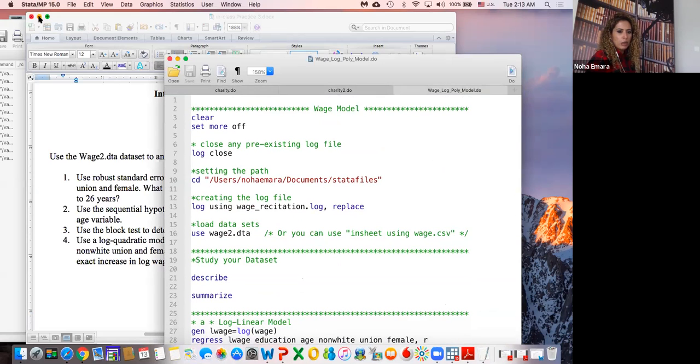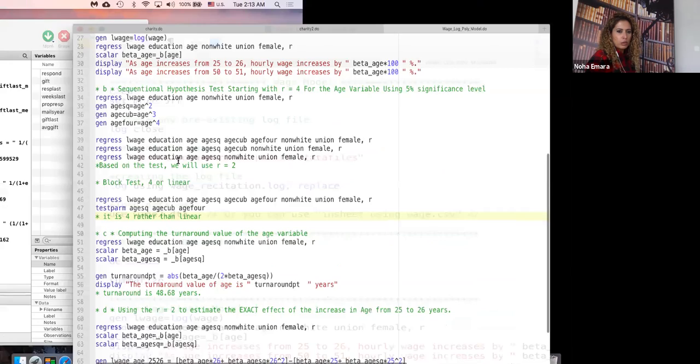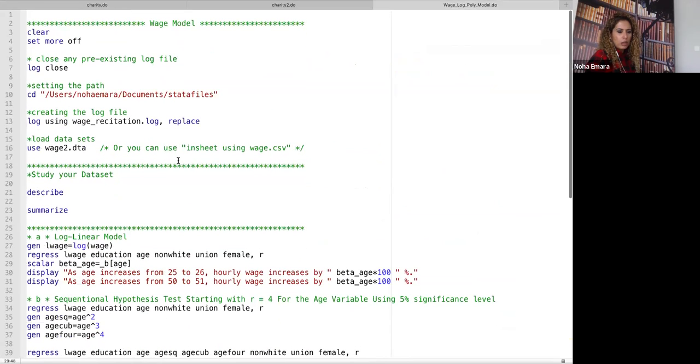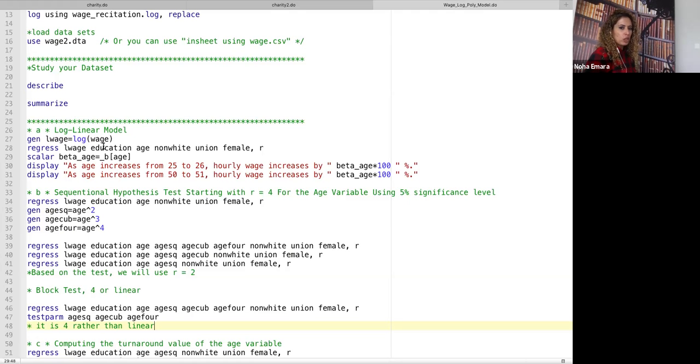So here we have it, where is it, like here, okay, and what we're doing is, let me minimize this one. So you are asked to get the data set, okay, and then point A is about just the log linear model. You are asked to regress the log of wage on education, age, non-white, union, female, using robust standard error.